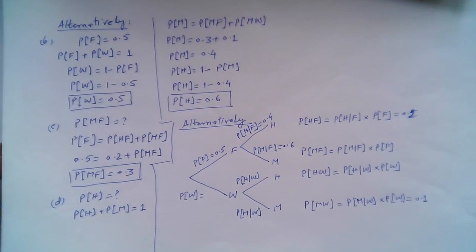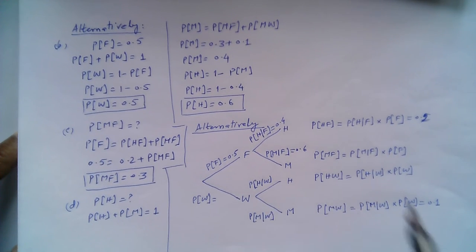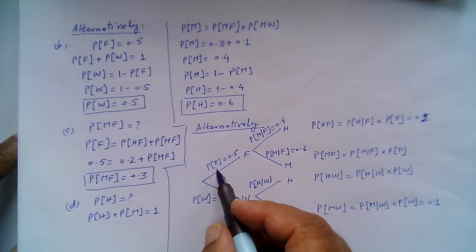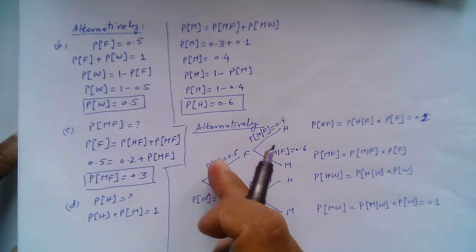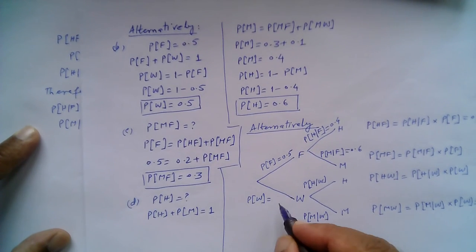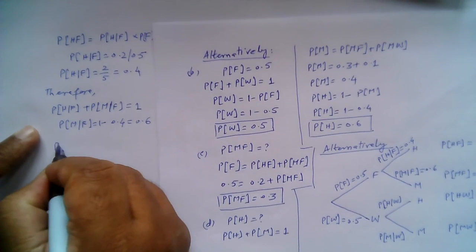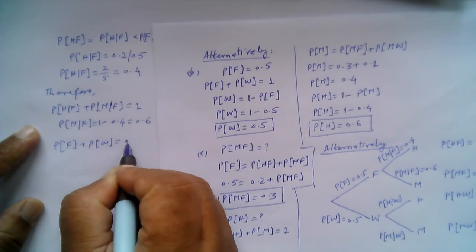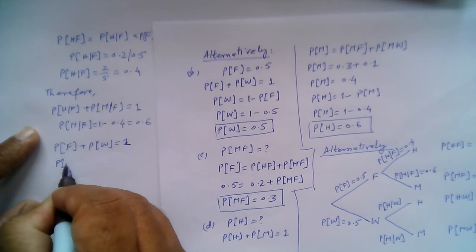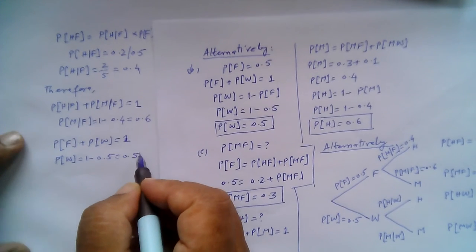So we can go on to calculate these probabilities. First we note that the probability of F is 0.5, so the sum of these two probabilities should be 1. The probability of F plus the probability of W is 1, and so the probability of W is 1 minus 0.5, which is 0.5.